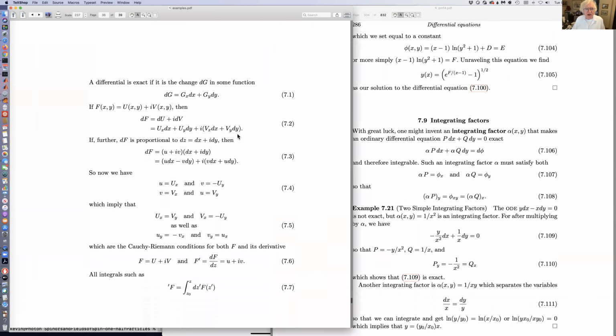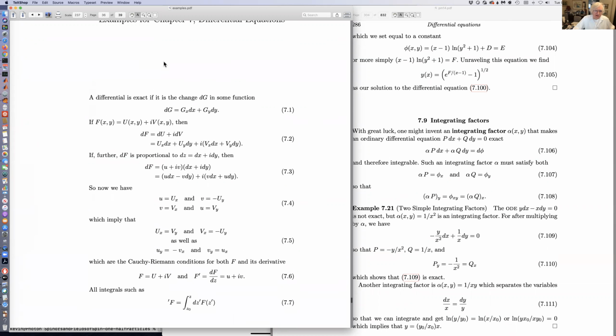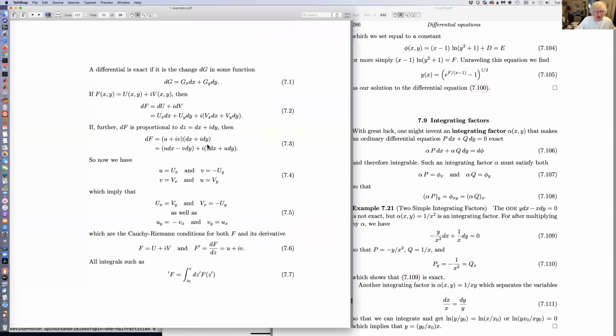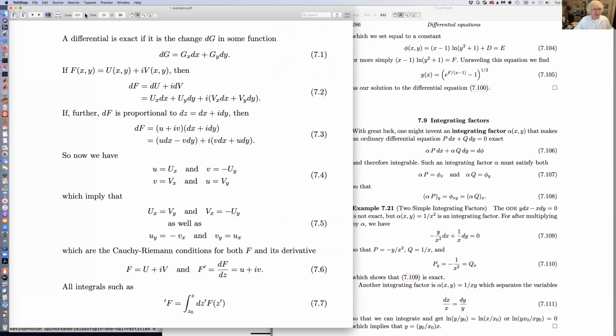In the examples chapter, I've added an example, because there's a connection between exactness and analyticity. So let's jump over to here. This is new stuff, not in the book, but it'll be on the web in examples on the web page. So the basic thing is that a differential is exact if it's the change dg in some function. Let me make this bigger so you can see it better.